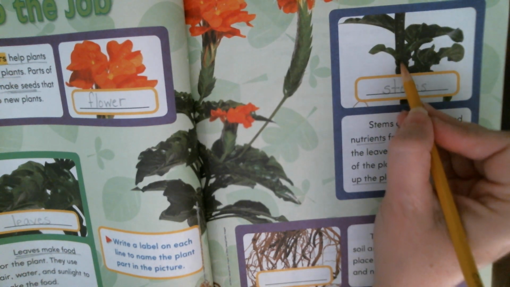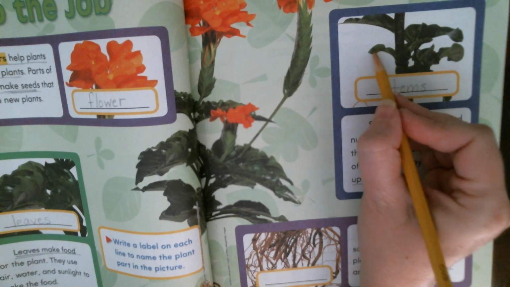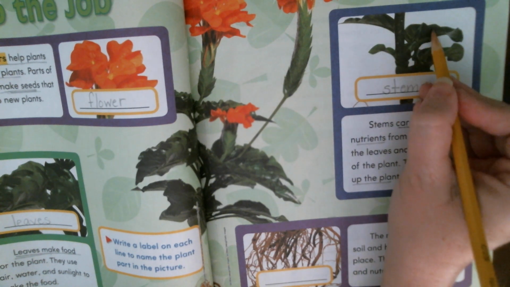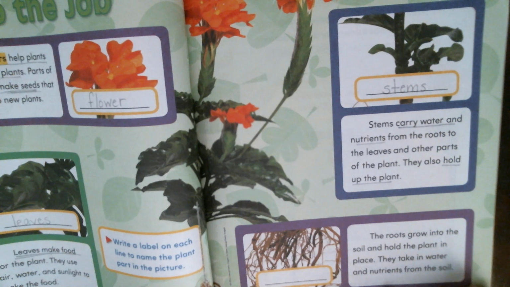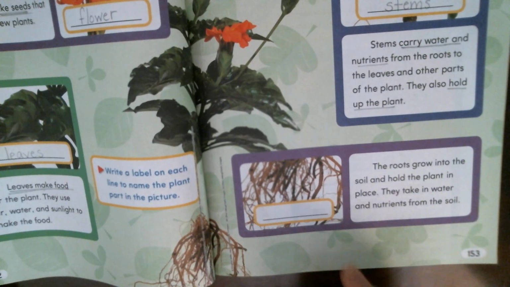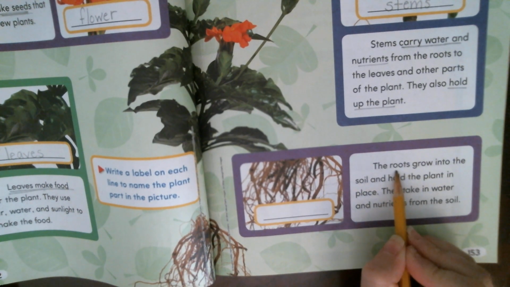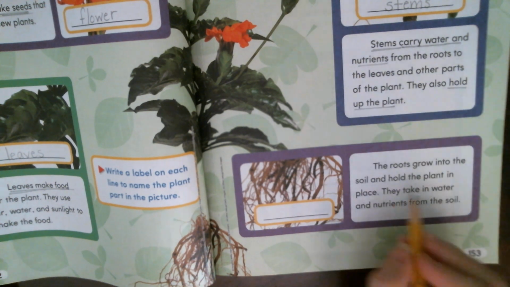So the water and nutrients have to go up the hallway, or go down the hallway, and have to go to the different rooms, the different leaves. And then finally we have the roots. We have the stems, so now we have the roots.